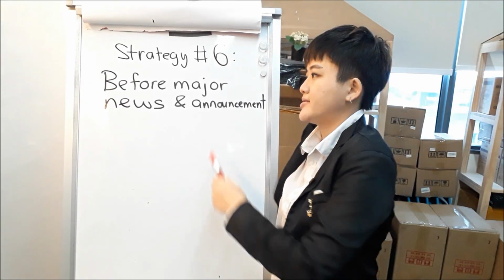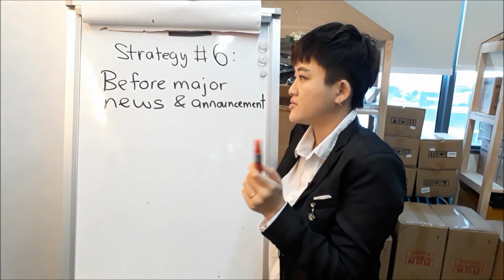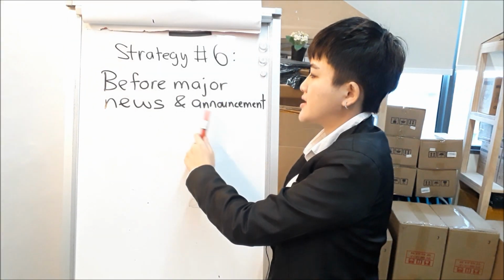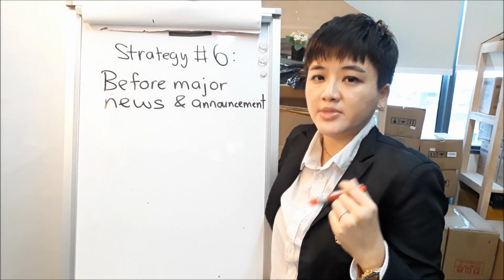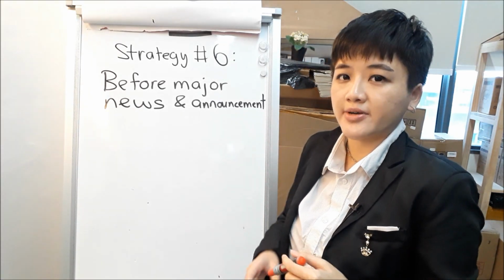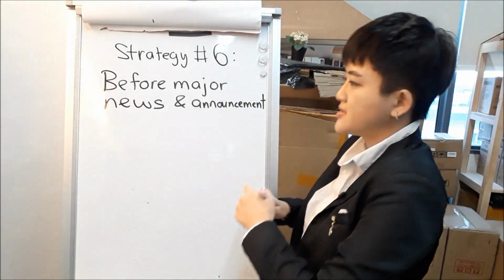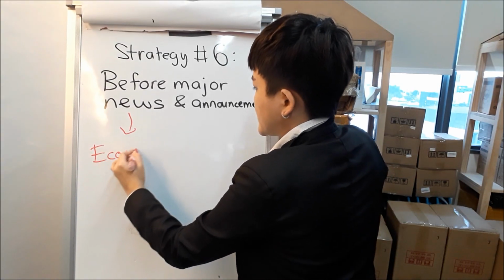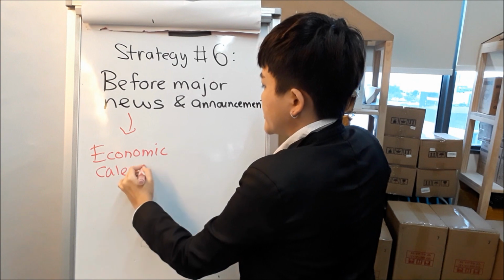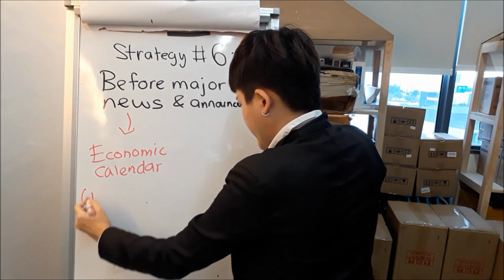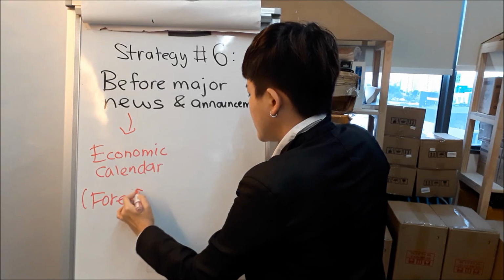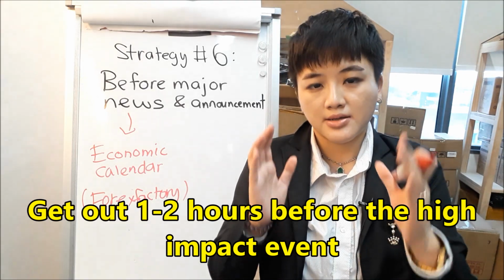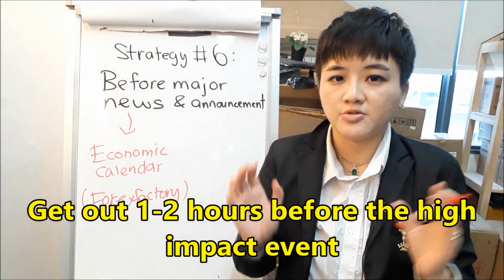The next strategy: especially if you're a short-term trader, you have to take profit before major news and announcements, because you know that when there's a major news announcement, things are going to get crazy, right? In order to check where the major announcements are, you can look at economic calendars. There are a lot of them, but the common one that people use, which I think is very user-friendly, is Forex Factory. So 1 hour or 2 hours before the major news events, meaning the high impact events, you need to take profit, you need to get out.